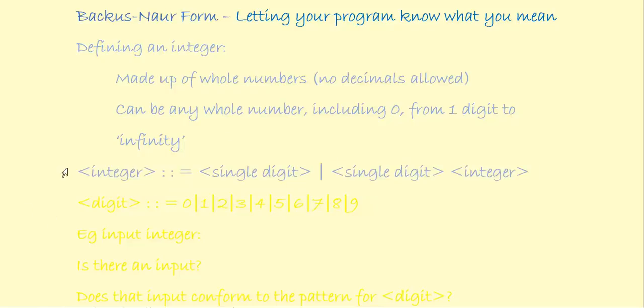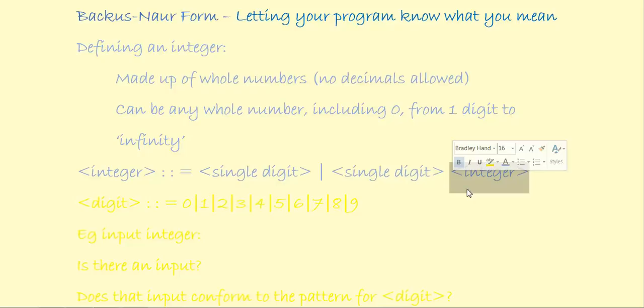So let's have a look at how that might work out if we define it in Backus-Naur form. So here we go. We're going to define our integer. Our integer is comprised of a single digit or a single digit and an integer. So in other words, it could be 1, or it could be 1, 2, 3, or it could be 1, 2, 3, 4.